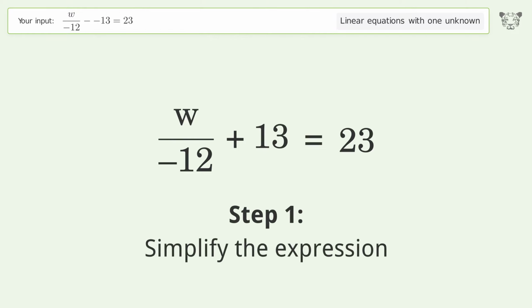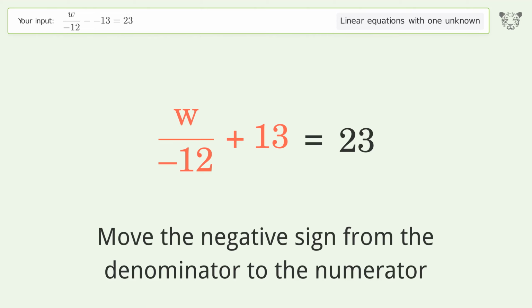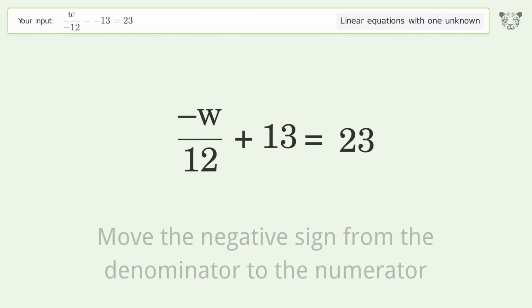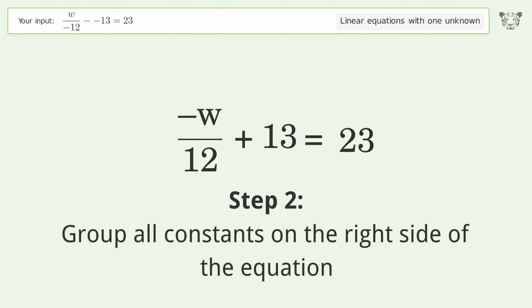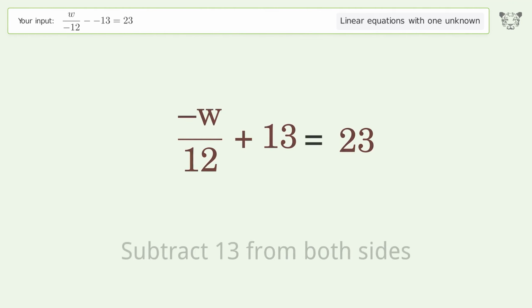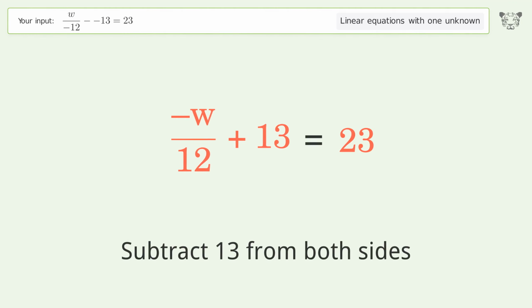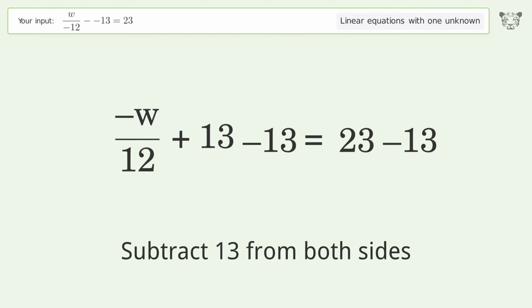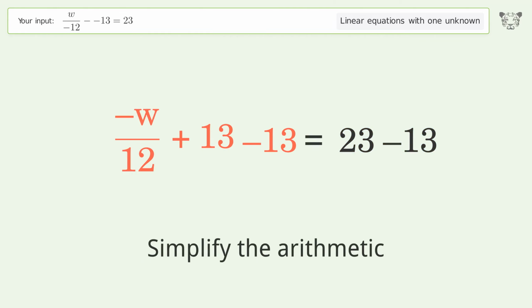Simplify the expression. Move the negative sign from the denominator to the numerator. Group all constants on the right side of the equation. Subtract 13 from both sides. Simplify the arithmetic.